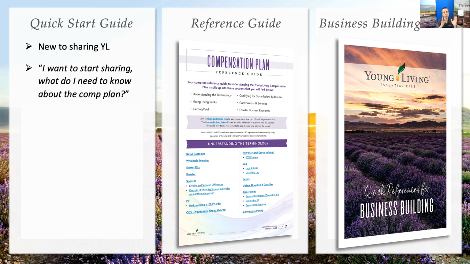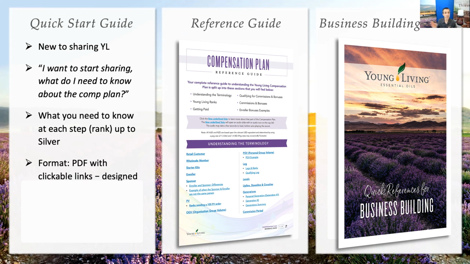It helps a person by just giving them the information that they need to know at each particular step along their Young Living journey. And it includes the steps at each rank all the way up to silver. By breaking it up, a person doesn't need to learn the entire compensation plan to start sharing Young Living. There's just a little bit that they need to know at the start. And that's what the Quick Start Guide does. It helps to break up the comp plan to show you what you need to know at each particular point in the journey.